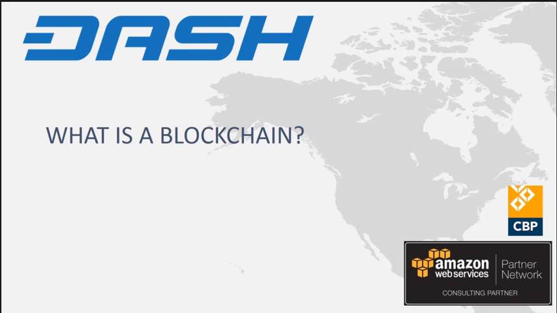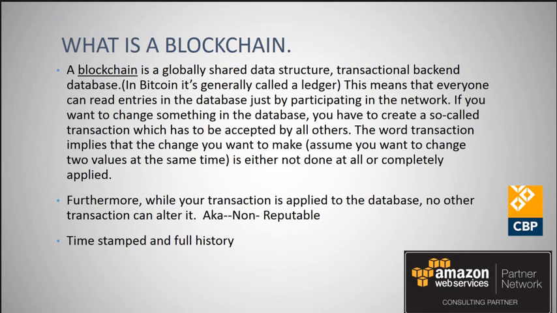What is a blockchain? A blockchain is a globally shared data structure, a transactional backend database. When we talk about Bitcoin, for example, it's called a ledger essentially. This means that everyone can read entries in the database just by participating in the network. If you want to change something in the database, you have to create a so-called transaction, which has to be accepted by all others. So the way to look at it is essentially a quorum.